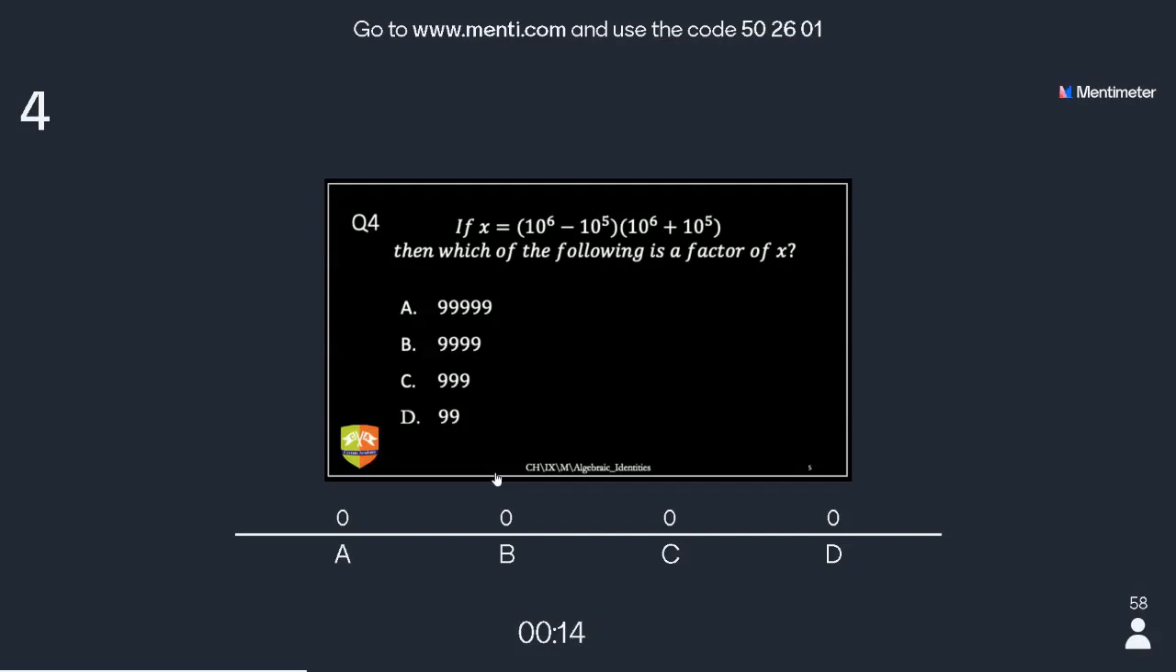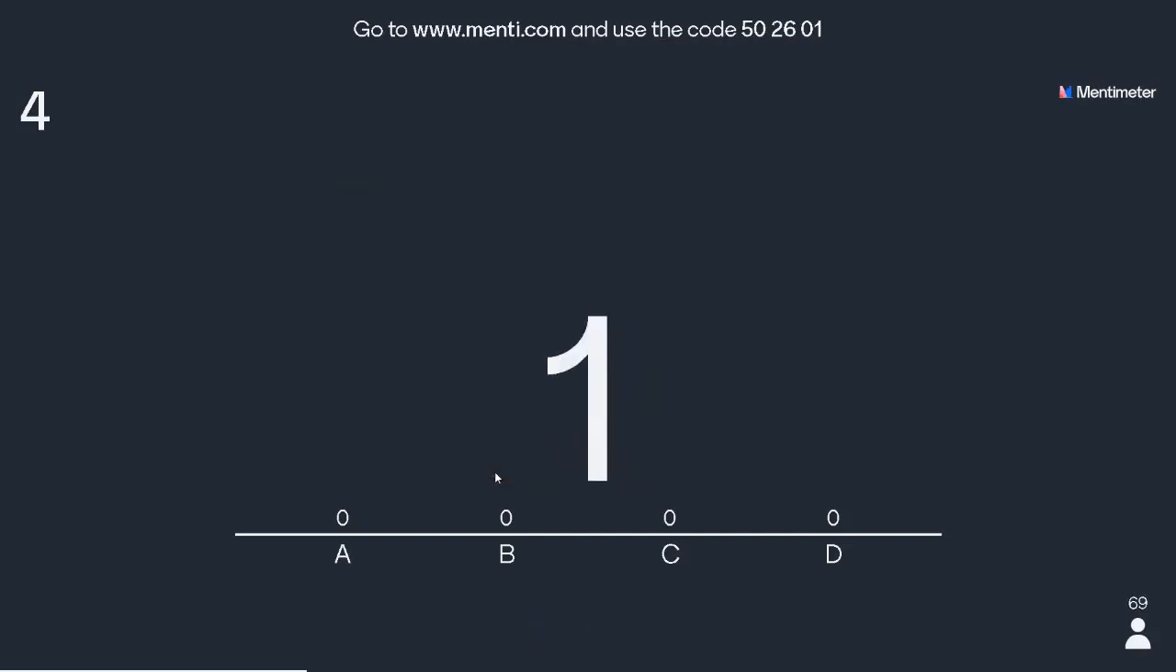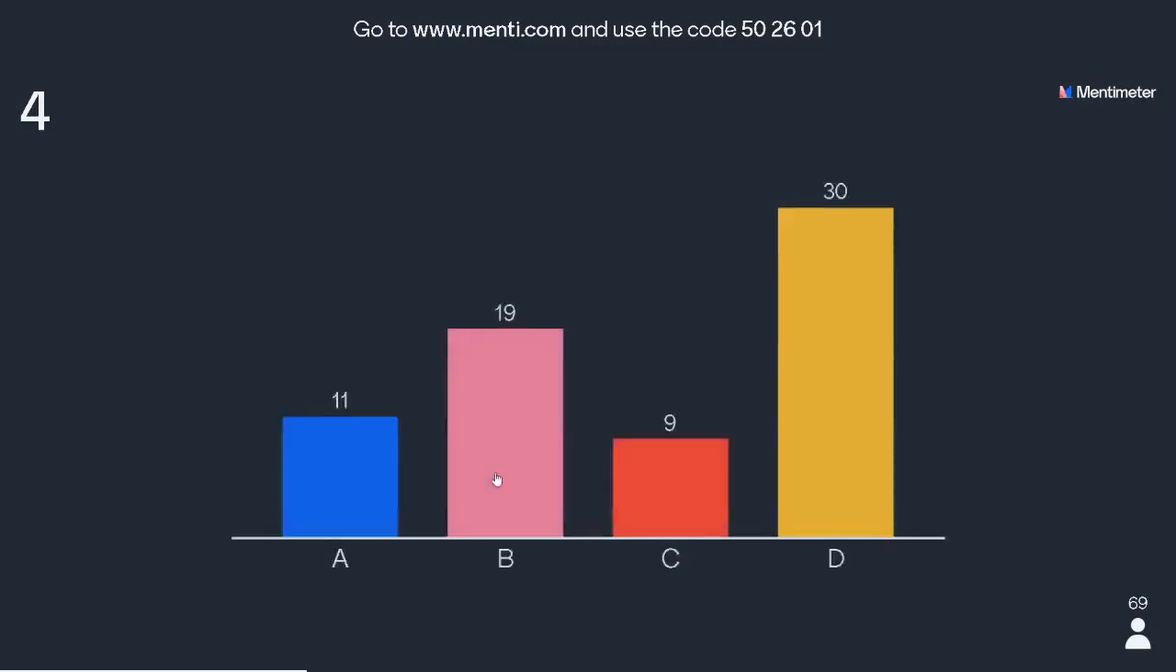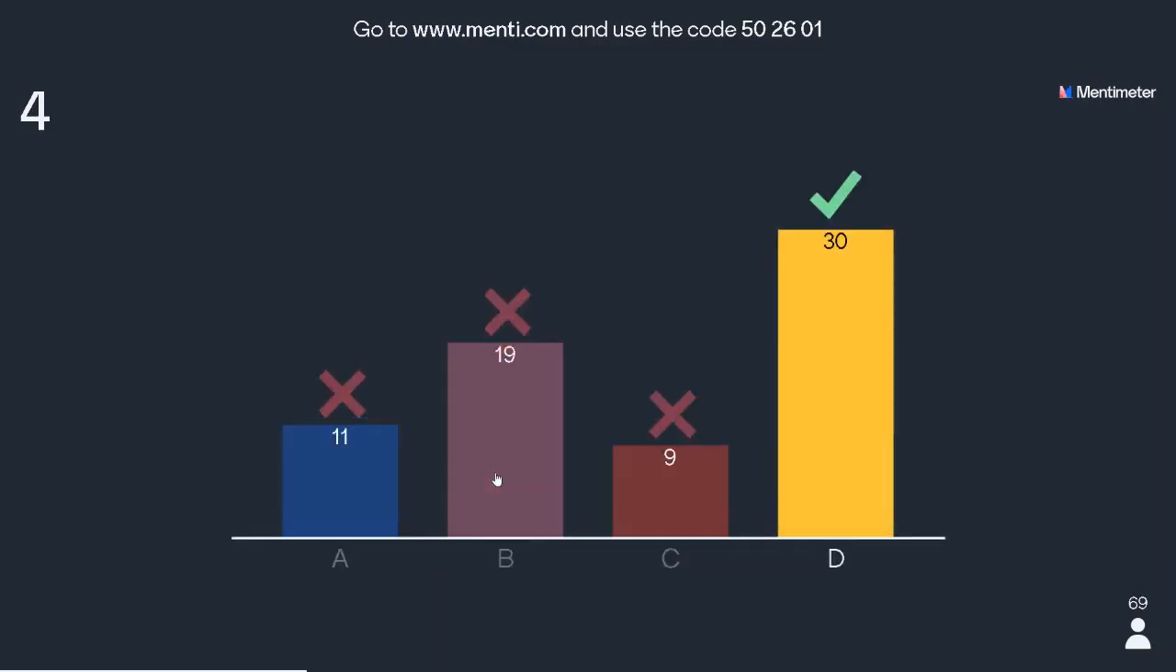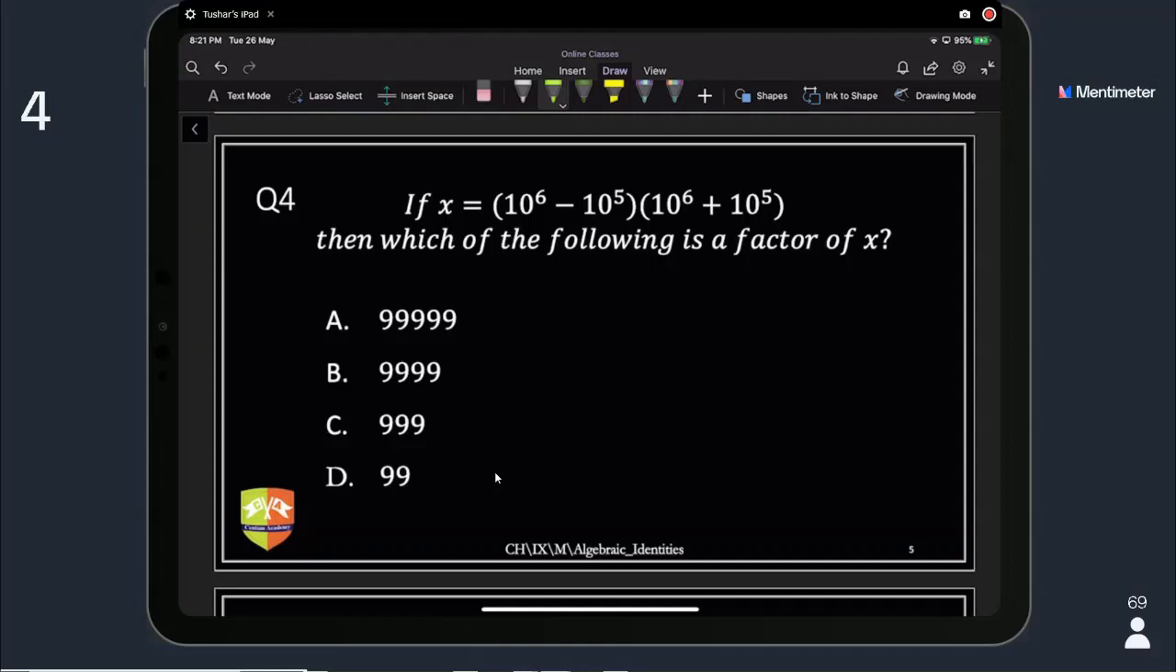Okay. Very straightforward. Ashish, don't discuss the options here. Anyways, this was fairly simple. Most of you have got it, but still only 50%. Okay, so this was again very simple.